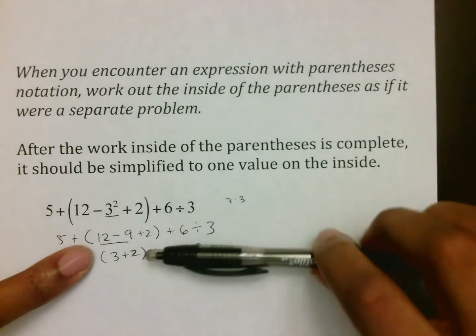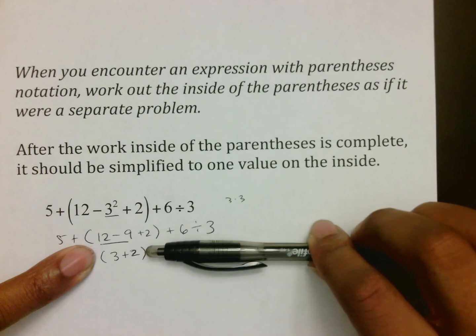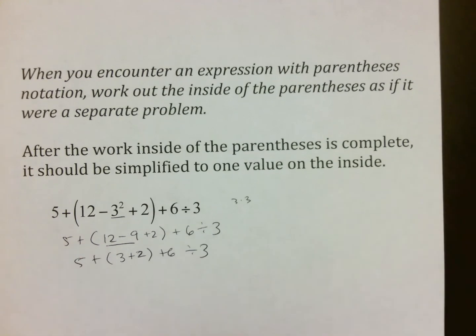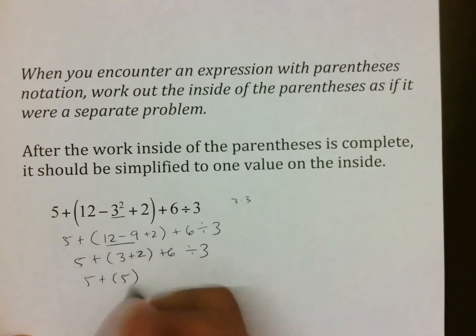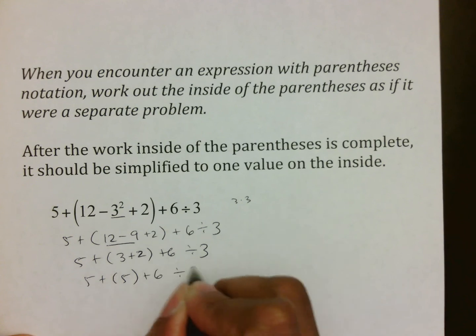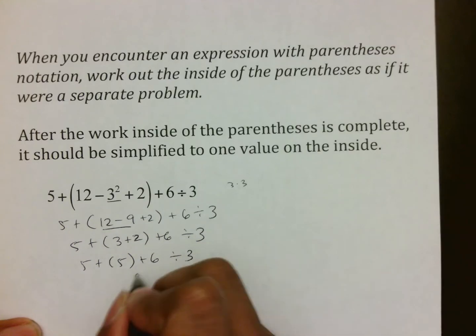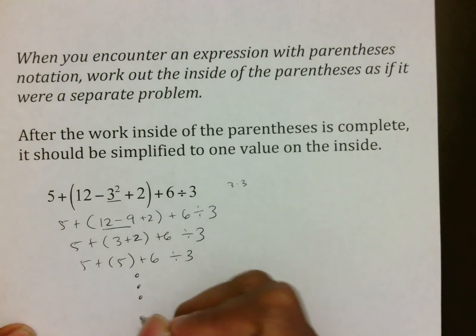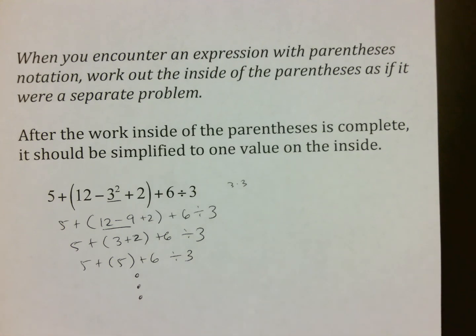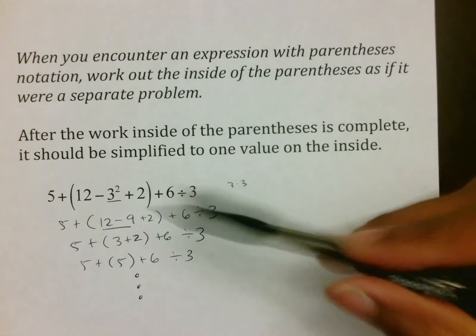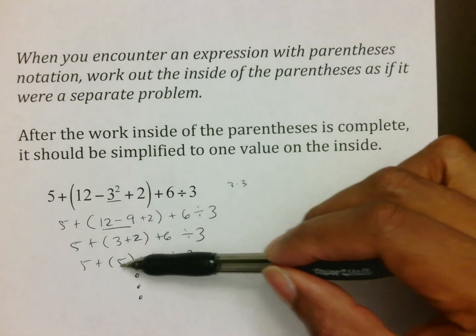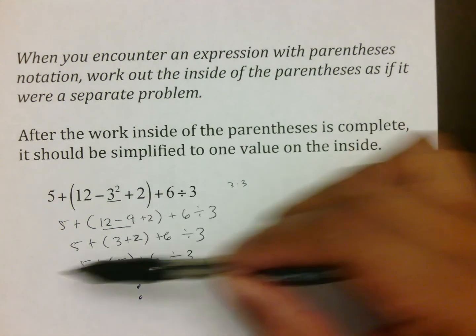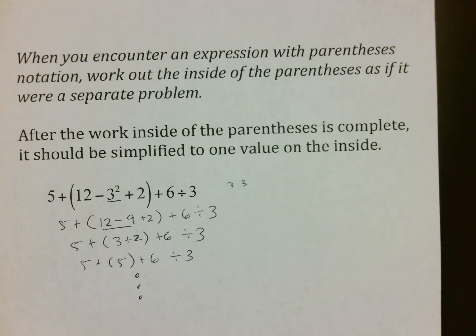We still have parentheses, so we again ignore everything else and say, what can we do here? 3 plus 2 turns into 5, and again everything else gets rewritten. Putting 3 dots in my notes usually means there's more work to be done, but I think you know how to get that work done, so we're not going to waste our time on that. The general idea was just that you need to work out the parentheses until you get down to one number, and then do the problem as if you know how to do it.